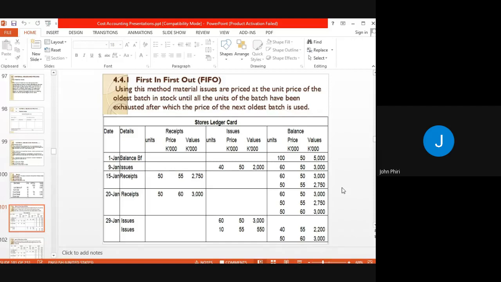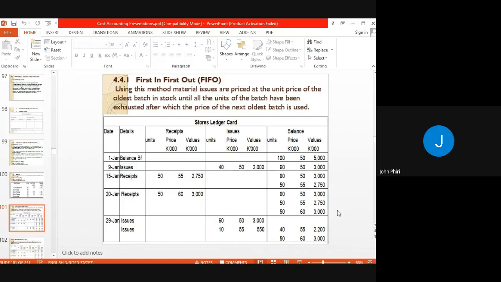So now, balance plus 50, we'll have now 110 with us, but at different prices. One, the oldest at 50. This next one is 55. On the 20th January, we've received another 50. The price is 60. Now, we've got to bring down all the two on top here as brought down. Balance 50 at 3,000, then 50 at 55 at 2,570. And the other 50 that we have received will give us 3,000.